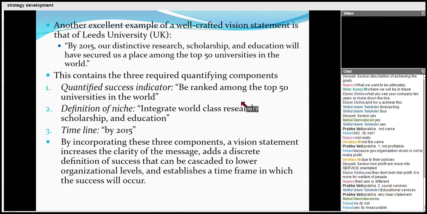I'm a teacher. Okay. By incorporating these three components, a vision statement increases the clarity. It increases the clarity of the message. It adds a discrete definition of success that can be cascaded to lower organizational levels and establishes a time frame in which the success will occur.